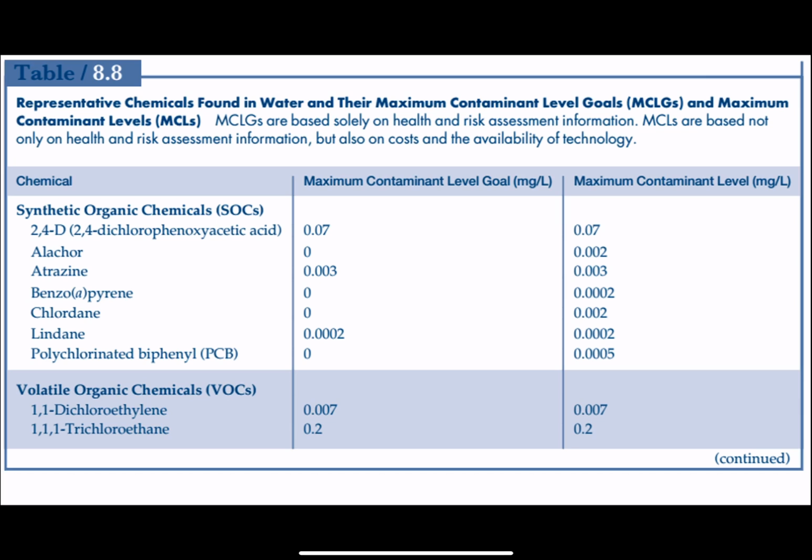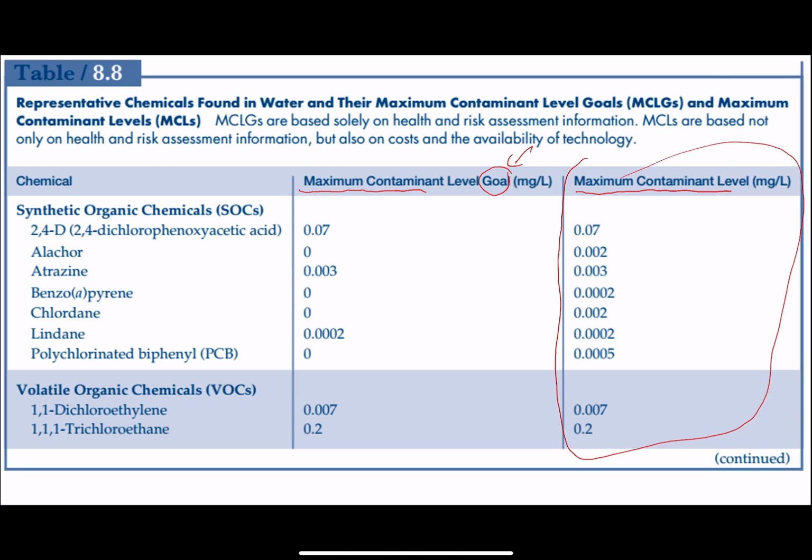Let's look at a standard table. This is the maximum contaminant level goal, and this is the maximum contaminant level. So this is the enforceable one, and this is the future goal. MCLGs are based on health and risk assessment, and MCLs are based not only on health and risk assessment, but also on cost and availability of technology, money and the technology if it's available.